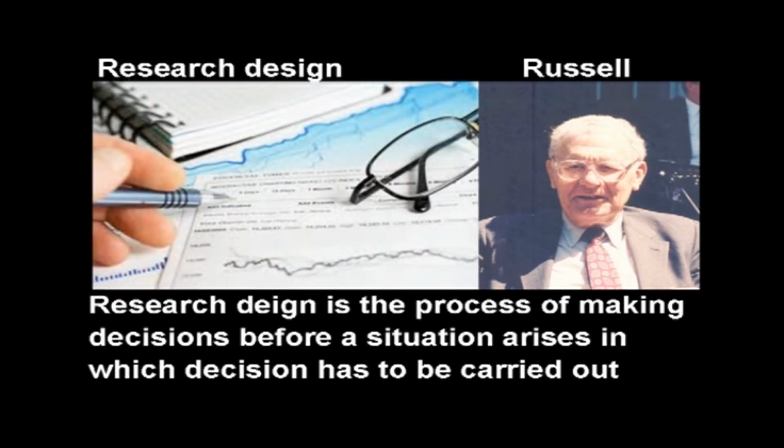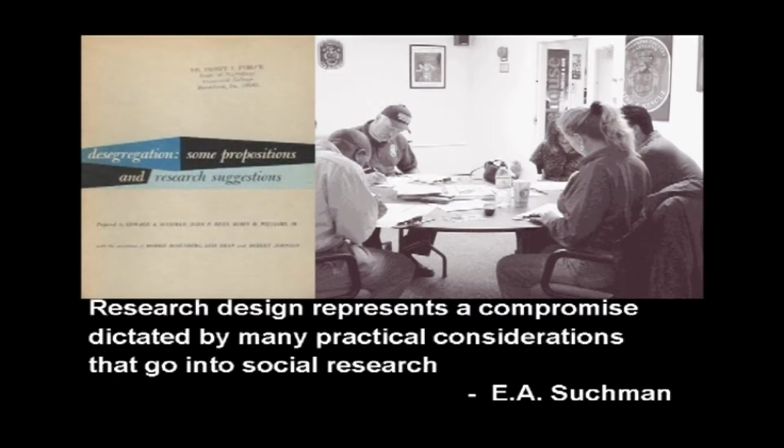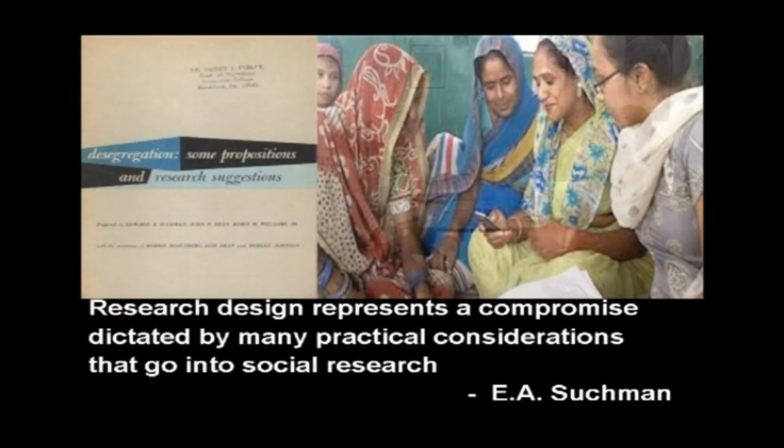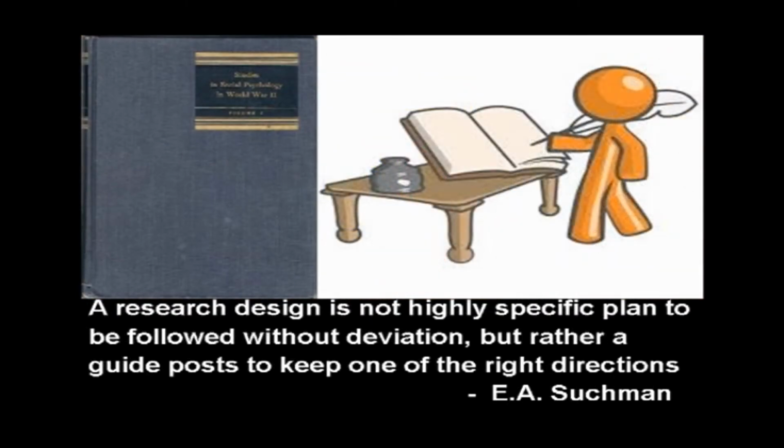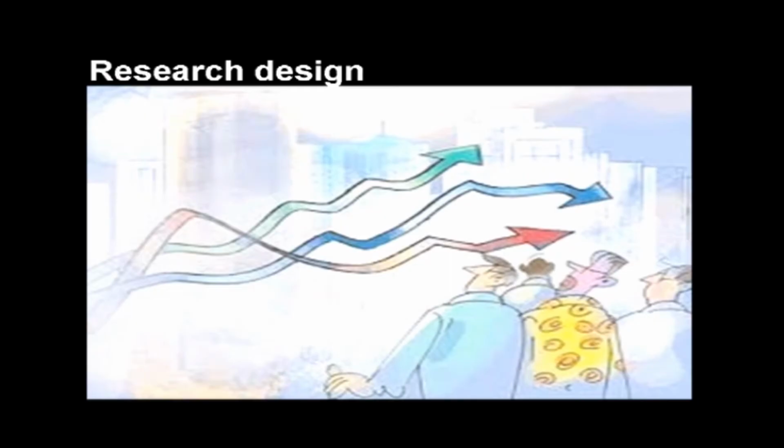Russell defines research design as the process of making decisions before a situation arises in which the decision has to be carried out. According to E. A. Suchman, research design represents a compromise dictated by many practical considerations that go into social research. A research design is not a highly specific plan to be followed without deviation, but rather a guidepost to keep one in the right direction. A good research design should fulfill 4 conditions.